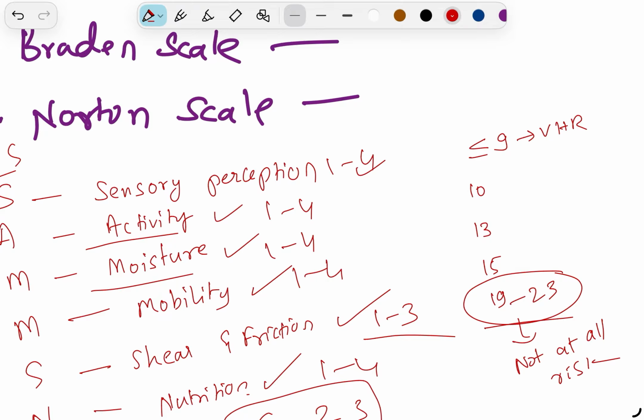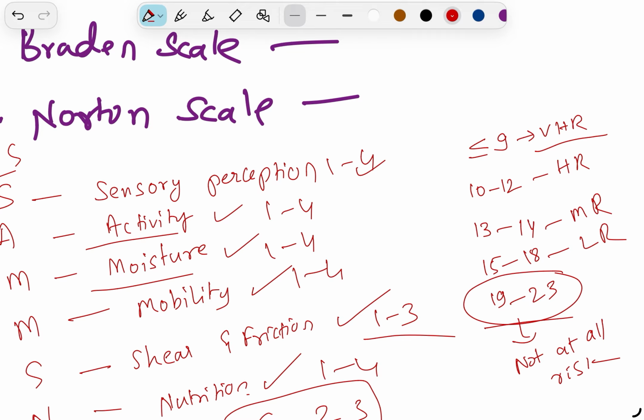Is that clear? Okay. Very high risk is less than or equal to 9. 10 to 12 is high risk, 13 to 14 is moderate risk, 15 to 18 is low risk, and 19 to 23 is no risk. Okay, are you understanding? Hereby we have completed the scoring of the Braden.